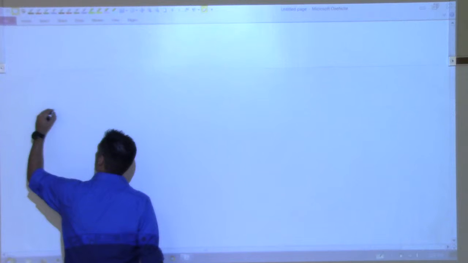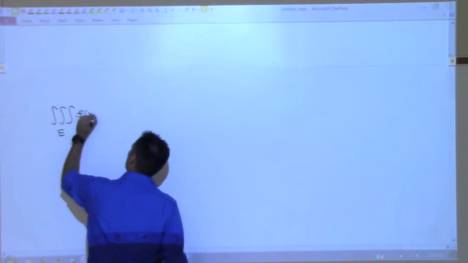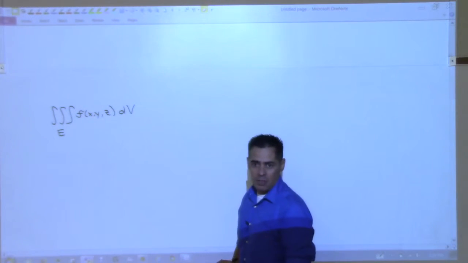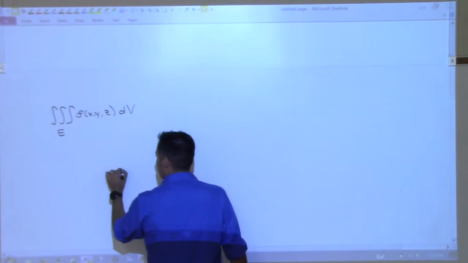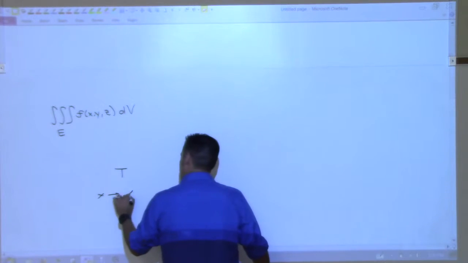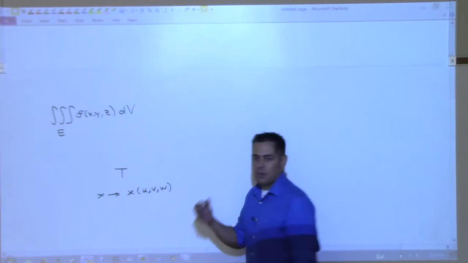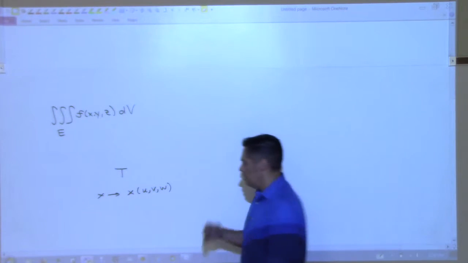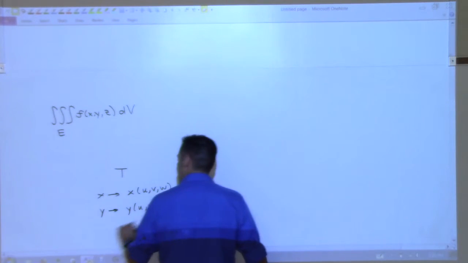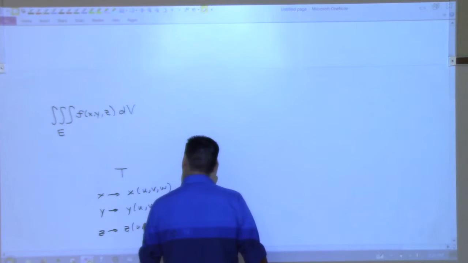But you've got the triple integral over E of f of x, y, z dV. If you make a transformation, your transformation takes x over to some function of u, v, and this time w. So you have 3 variables now instead. Your y now becomes some function of u, v, and w. And then your z becomes some function of u, v, and w.